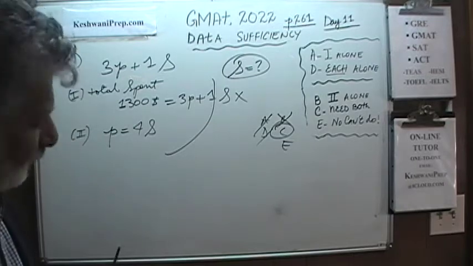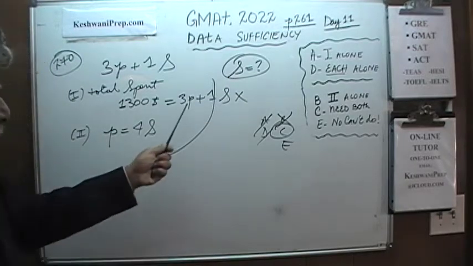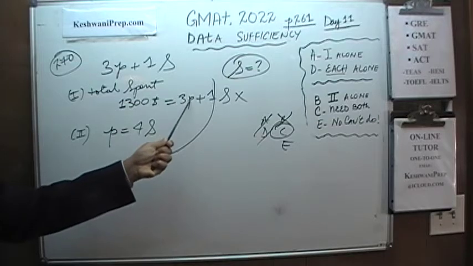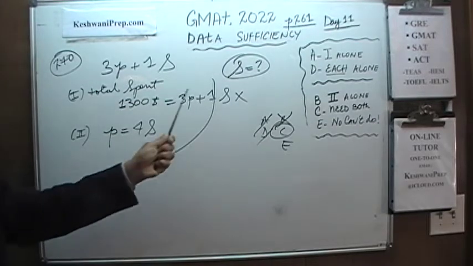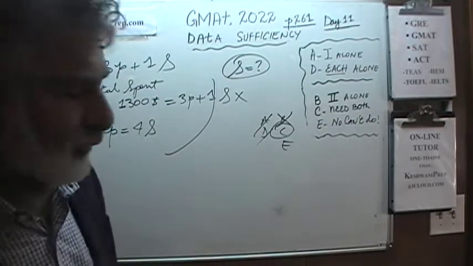P is equal to 4S. We put 4S in here, that will become 3 times 4 is 12, 12S plus 1 is 13S, 13S equals 1300, S equals 100.